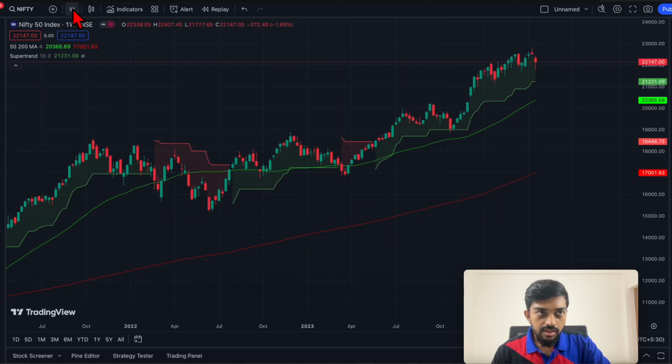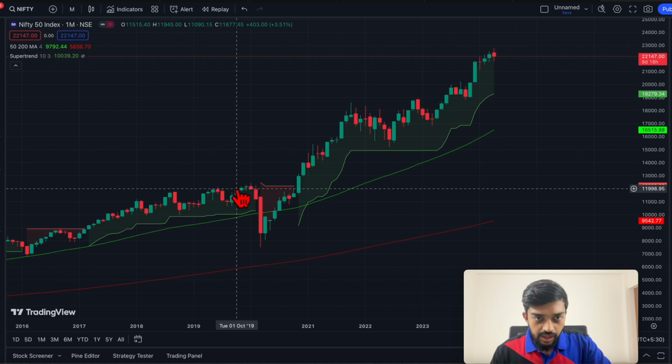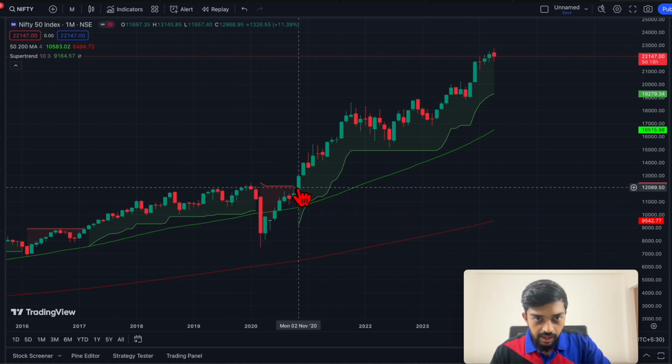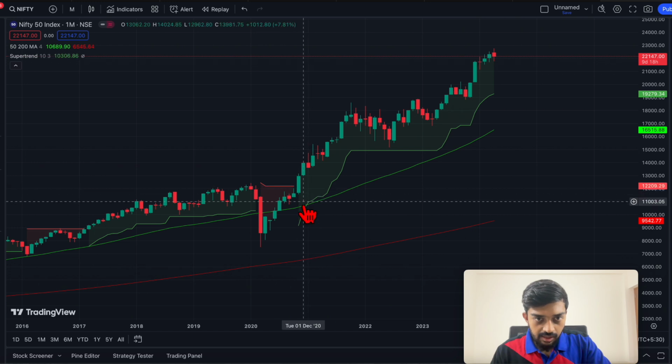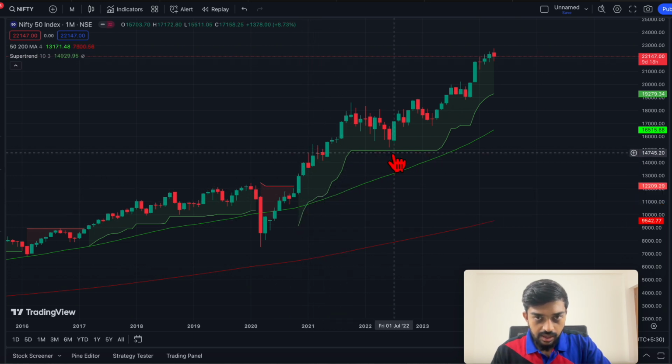We can verify this in the monthly chart as well. So this is the COVID crash and we can see Nifty has formed a big red candle, and only in this green candle do we get a clear sign that the market is moving up, and from there we can see it is always green till today.